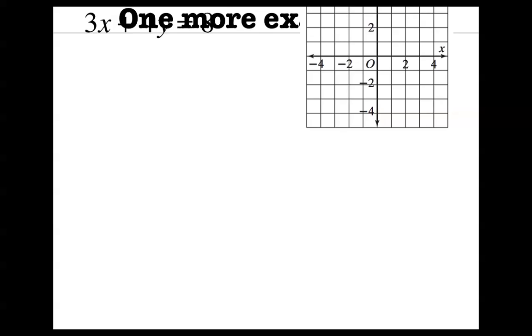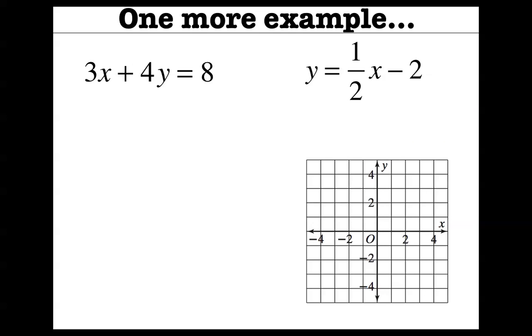Okay, now, if I gave you this example, this would be a little bit more difficult because the second equation, y equals 1/2 x minus 2, is in slope-intercept form, isn't it? But the first equation is not in slope-intercept form. In fact, it's not even close. We would need to get the y by itself on this equation before we could graph it. So, what we're going to talk about in class tomorrow is how do you take 3x plus 4y equals 8, and put it into slope-intercept form so you can find the slope, find the intercept, and turn it into a line on a graph so that you can solve this system of equations.